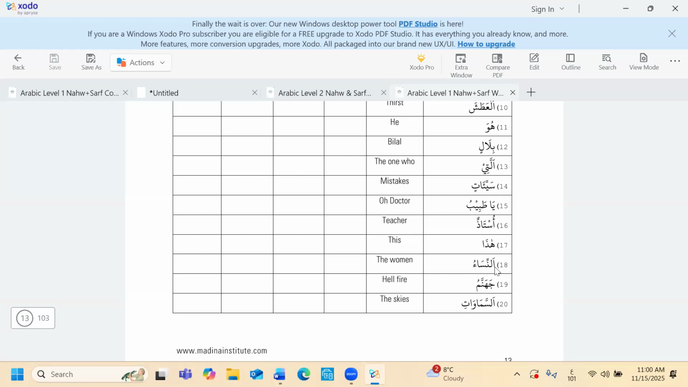And is it definite or is it indefinite? Indefinite. So here someone might say Jahannam, there's no al, but there's no tanween either. Why doesn't the word Jahannam have a tanween at the end?